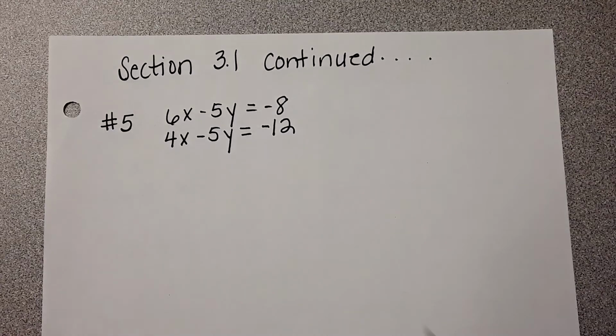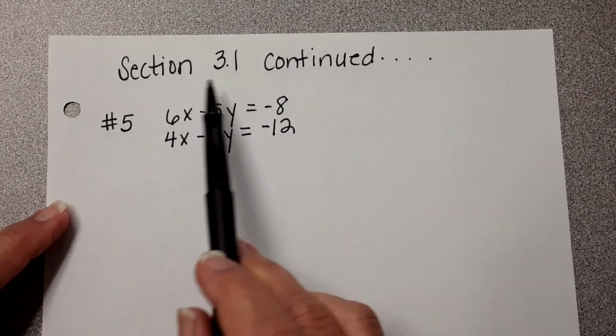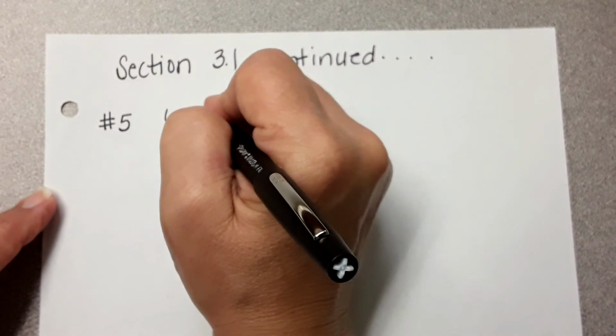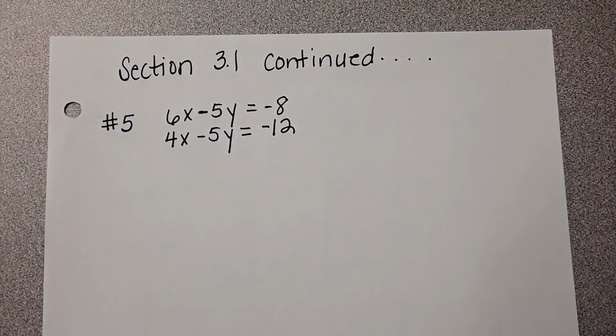Okay, so this is example 5 from the notes that we took on Friday or Thursday. On Thursday, we did a substitution. Substitution is where you take one equation and you plug it into another equation. What we're going to do now is elimination, and elimination is exactly that. You eliminate a variable so you can solve one.